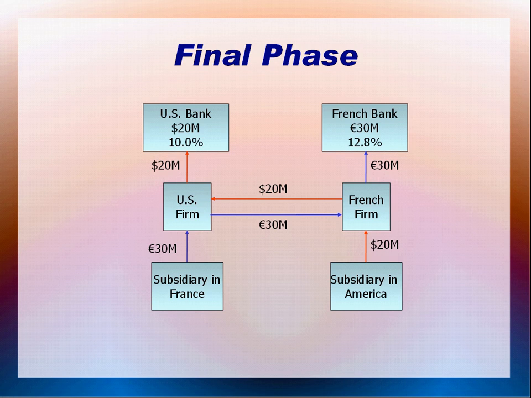Likewise, the subsidiary in the US flows the $20 million to the French firm, the parent firm, which then in turn goes to the counterpart and ultimately ends up closing out the deal at the US bank. This concludes the agreement of the currency swap.